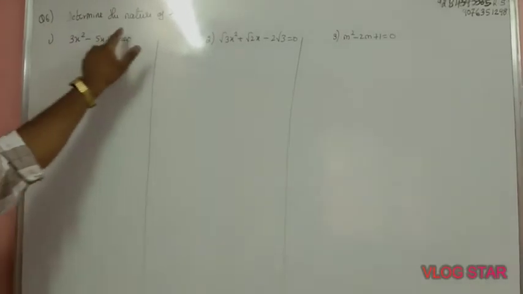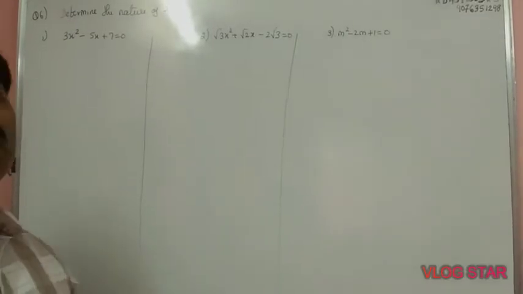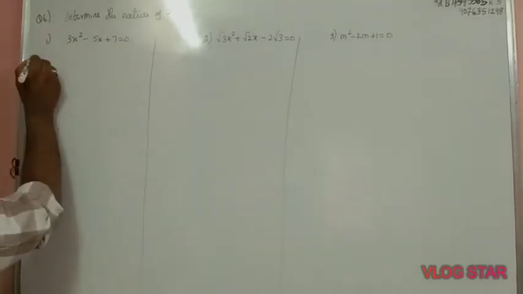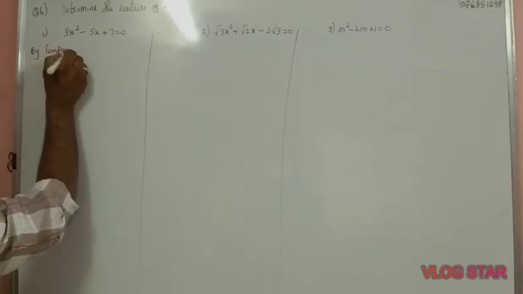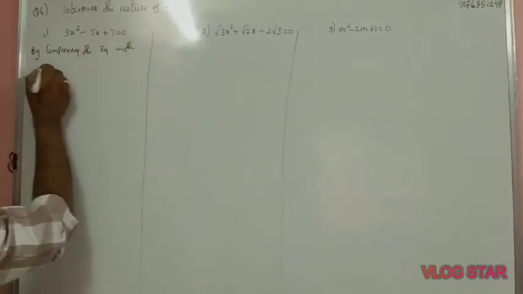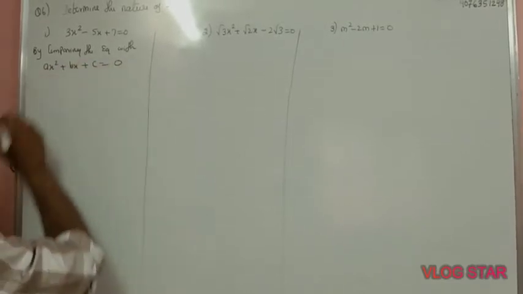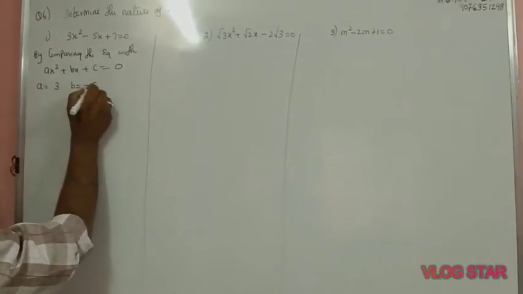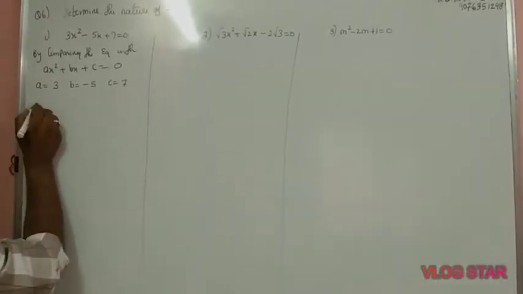Question number 6. Determine the nature of the root. It can be negative, it can be positive, it can be 0. So we have to find the nature of the root. Now the first one. We have already done something like this in the previous exercise. Here, by comparing the equation with ax square plus bx plus c is equal to 0. Compare. What is the value of a? 3. The value of b is minus 5 and the value of c is 7. After getting the a, b, c values, then find delta.